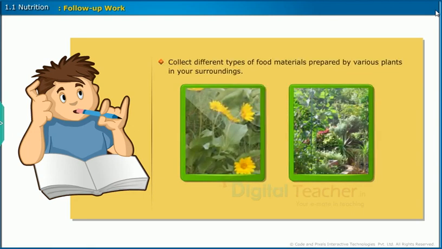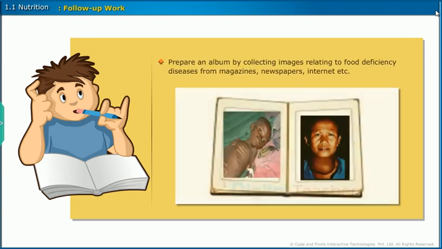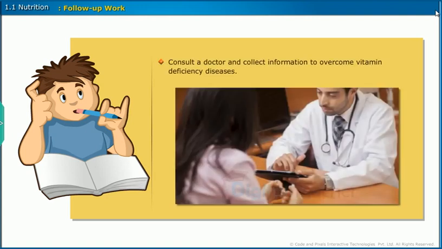Collect different types of food materials prepared by various plants in your surroundings. Prepare an album by collecting images relating to food deficiency diseases from magazines, newspapers, internet, etc. Consult a doctor and collect information to overcome vitamin deficiency diseases.